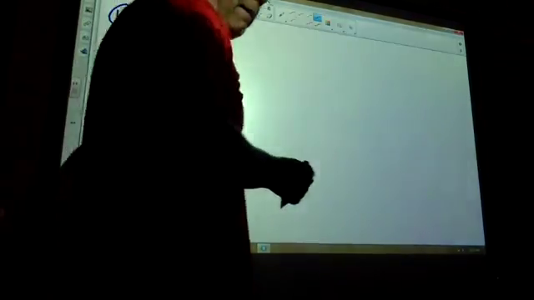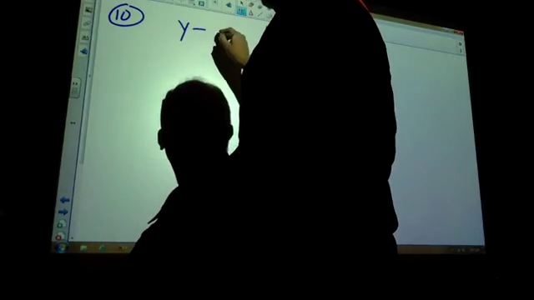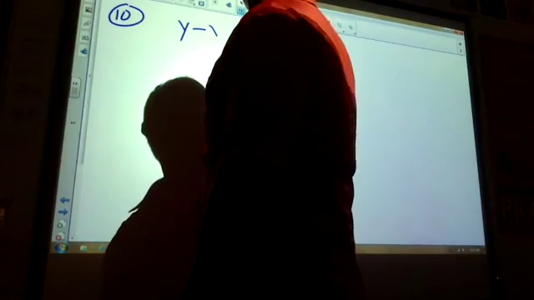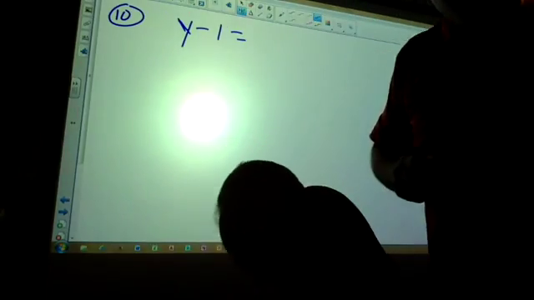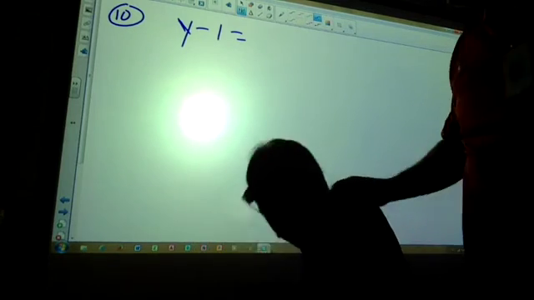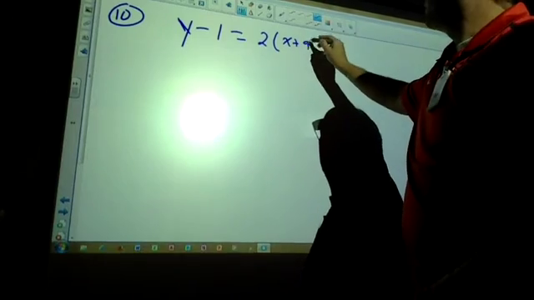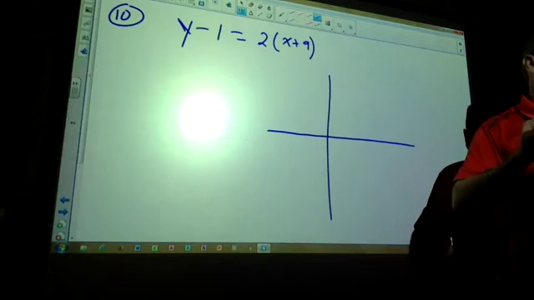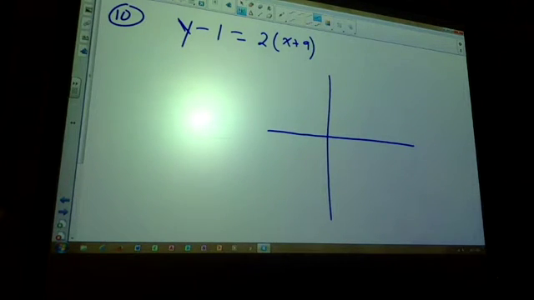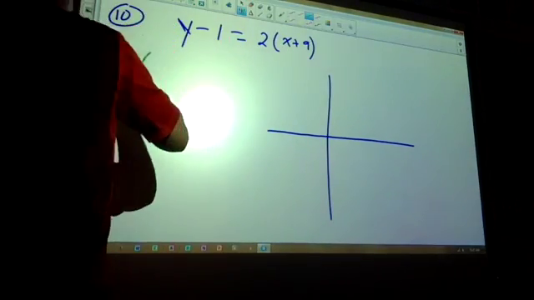Let's do number 10. Number 10. So y minus 1. Oops, that's a 1. Sorry. Y minus 1 equals, I have a slope of 2 and x plus 9. So we want to graph this. What form are we in right now? Point slope. We're in point slope. So let's use the form we're in. Okay? So what is my point?